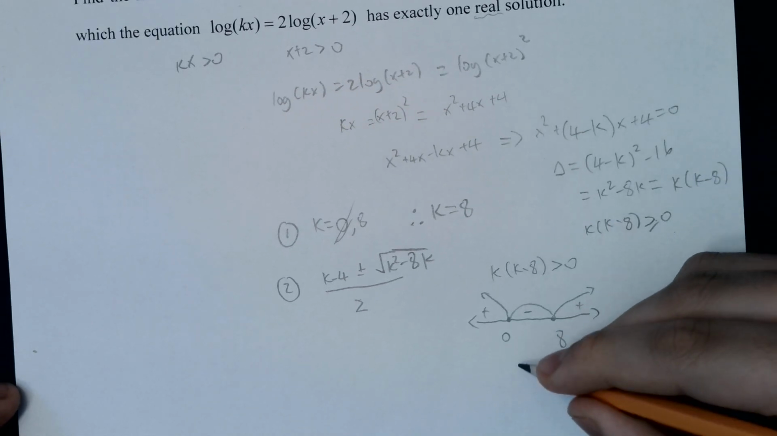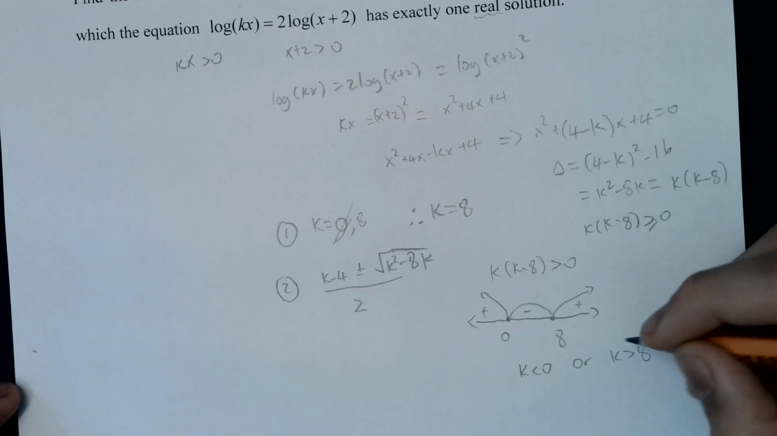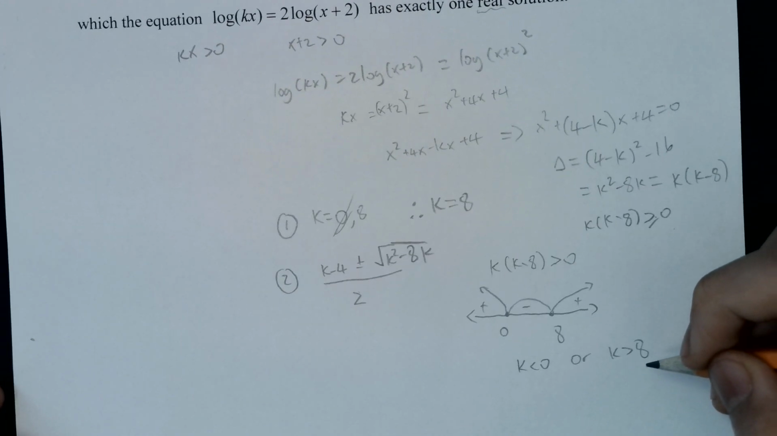So from this, we can see that k is going to have to be smaller than 0, or k is going to be bigger than 8. So we now have two more cases. However, we can eliminate one right now.